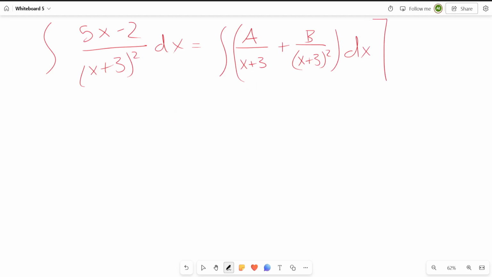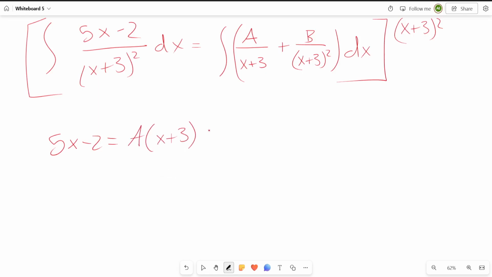So we will multiply both sides by x plus 3 all squared. So when we multiply this first term, this and this is going to cancel. This is the whole point. We'll be left with 5x minus 2. A over x plus 3 times x plus 3 squared, 1 is going to cancel with this x plus 3. So we will have a times x plus 3 plus b. This and this are going to cancel when you multiply an x plus 3 squared. So we will only be left with b.